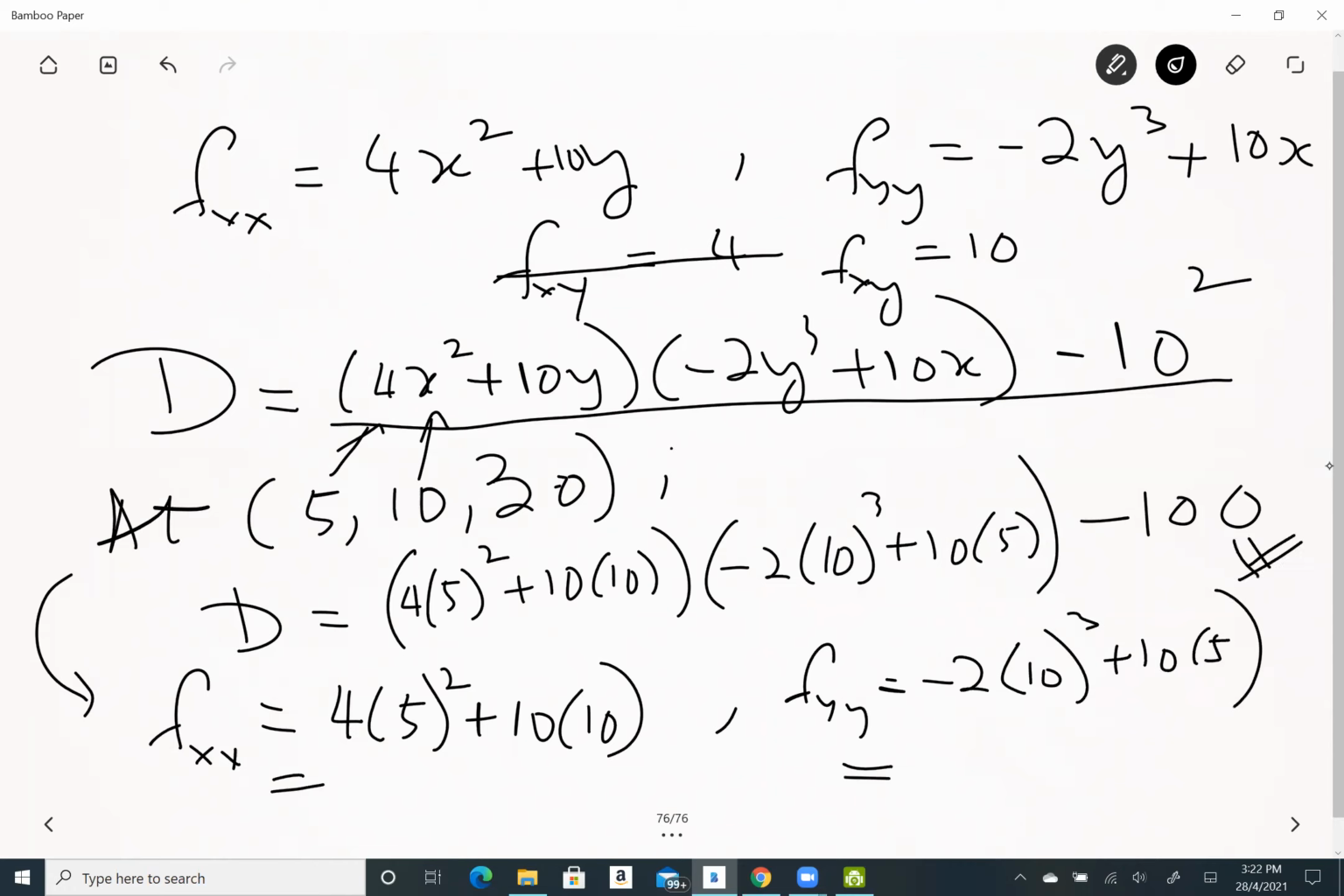So you need to substitute the value of the x and y at the critical point into the relevant terms. Number 1, D. Number 2, fxx. Number 3, fyy. If it is a constant, that is the most straightforward, but sometimes it may not be. So we have to do the substitution. Okay, all right. Any question? Any comment? Anything?